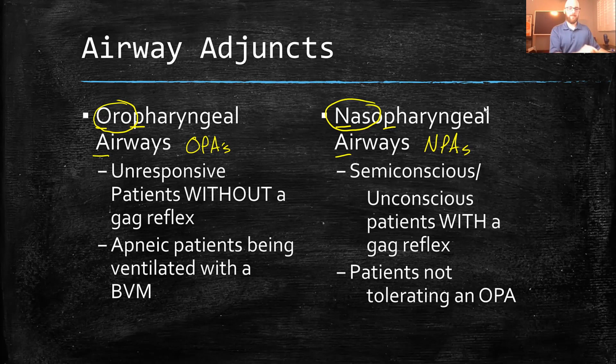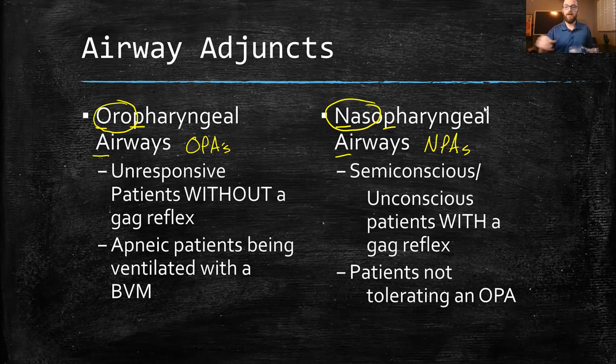If they're not tolerating the OPA, but the NPA was contraindicated because of the head trauma, then we will try to just ventilate and bag that person without an OPA or an NPA in place. We'll just do our best on the BLS side without it.